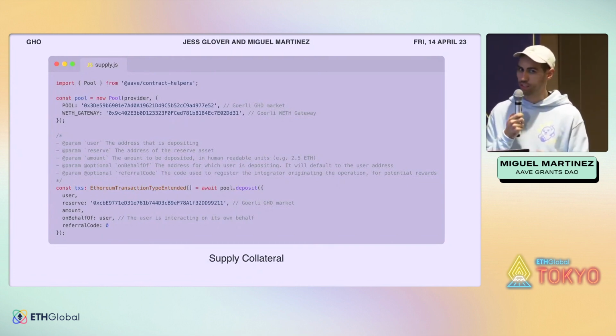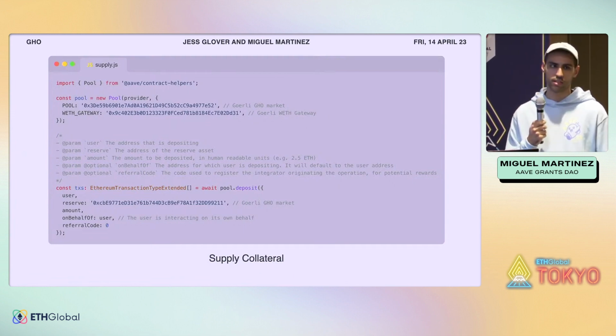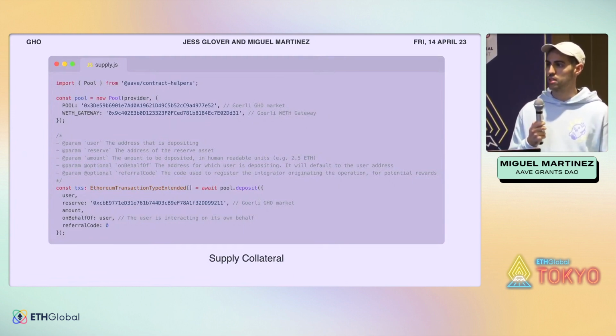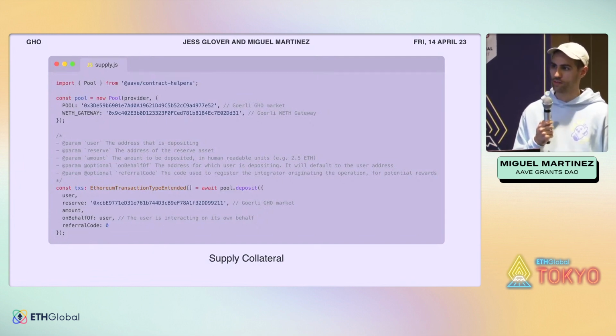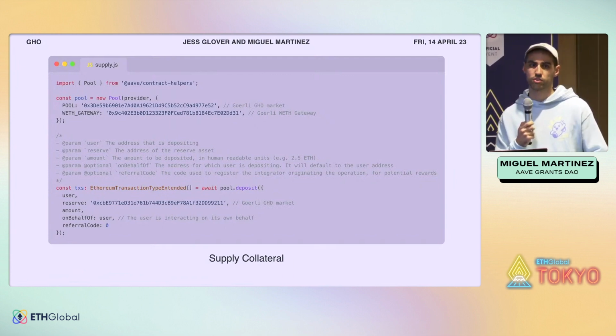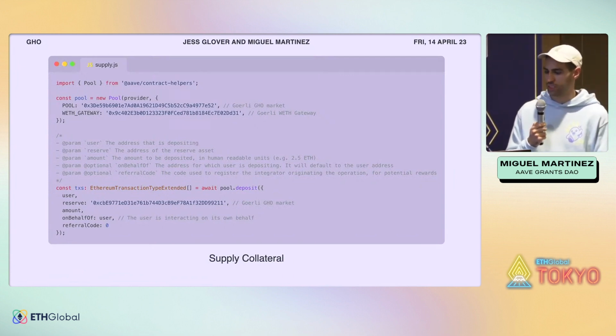The on behalf of is a special variable that allows us to set the user that is gonna benefit from the action. So in case you are interacting on your own behalf, you need to pass there your own address.